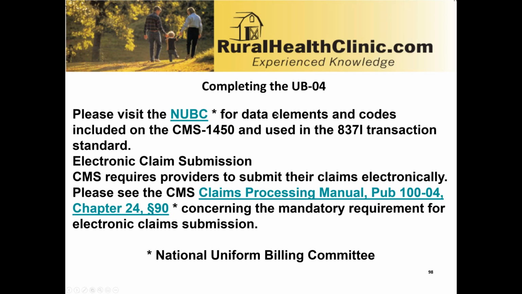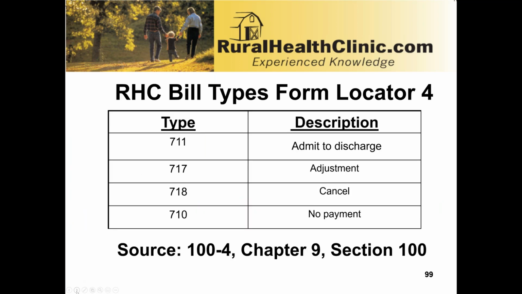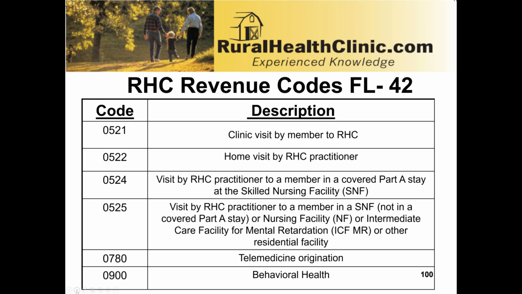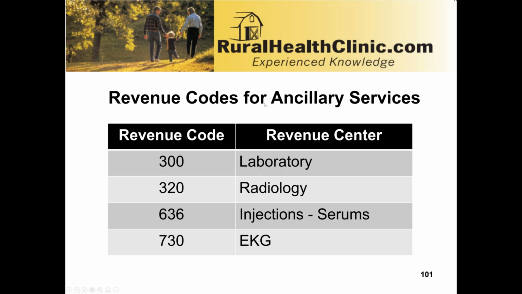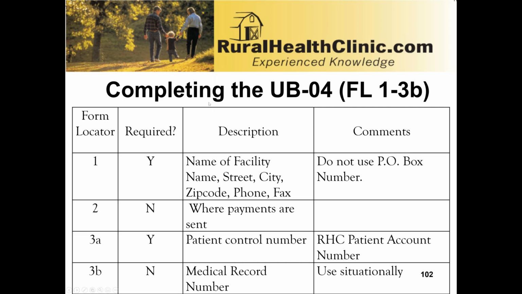NUBC, they're the people in charge of the standards for UB04 submission as well. So if you click in here, that will take you to NUBC, and then there's some more claims processing information there. Here are your bill types. I think we've talked about your bill types before, so we'll go through those quickly. Here are your revenue codes. We've told you that already. Here are the revenue codes for ancillary services. So we've gone over those. Here are your field locators right here.